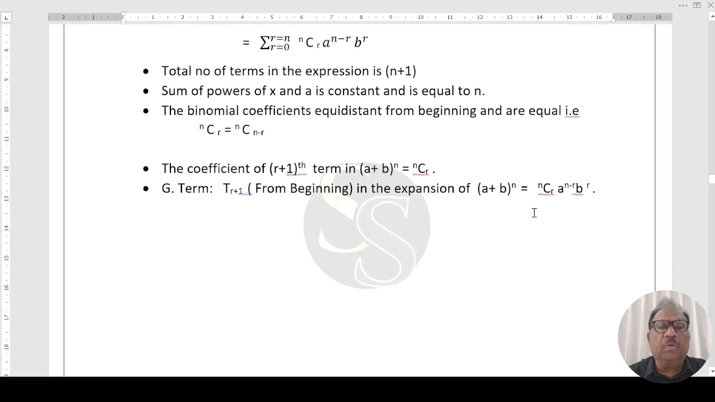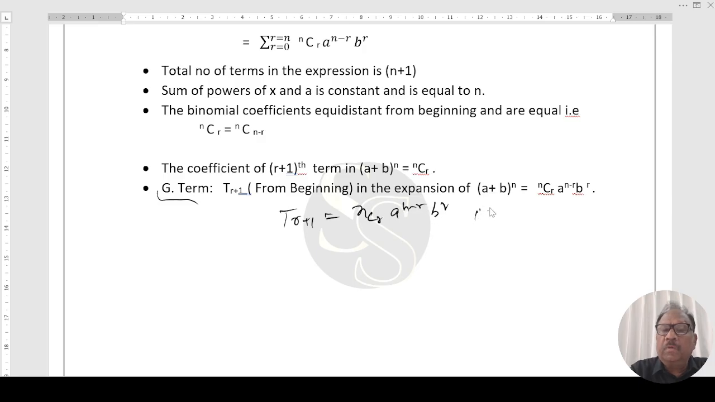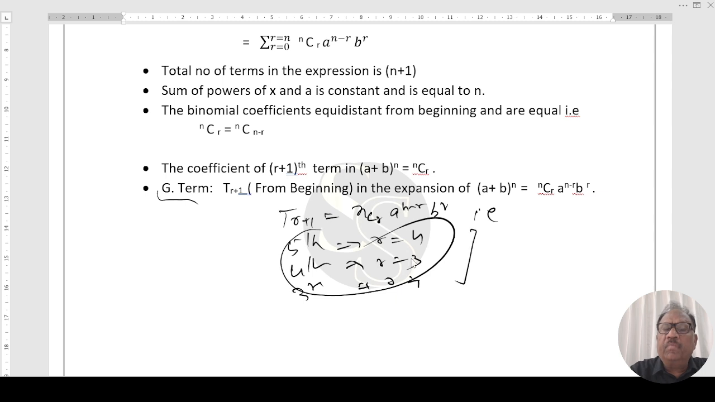Concept applicable in solution. We know general term formula is given by nCr a की power n minus r b की power r. This is T(r+1). T(r+1) है nCr a की power n minus r b की power r. That is, fifth term r equal to 4, fourth term r equal to 3, third term r equal to 2. Similarly, coefficients will be nC4, nC3, nC2.